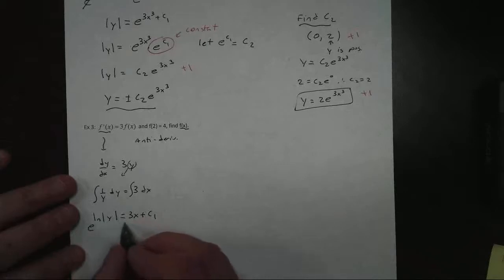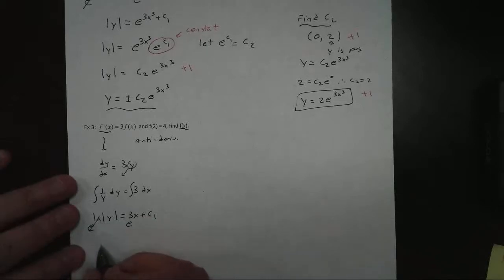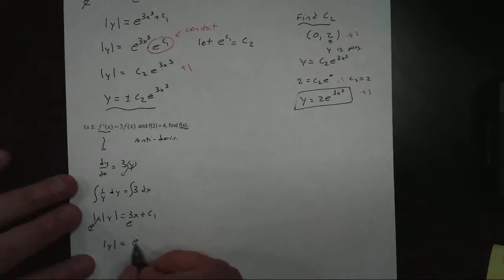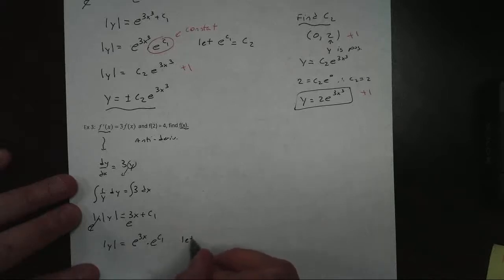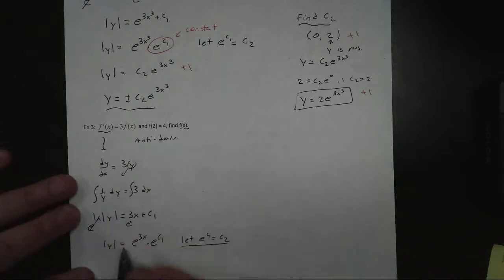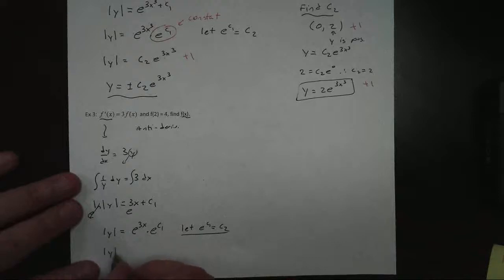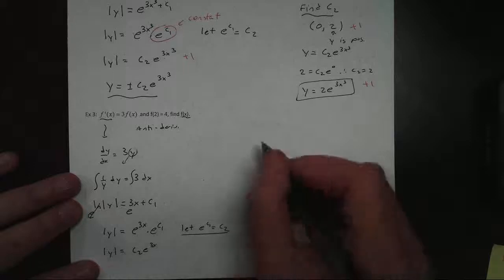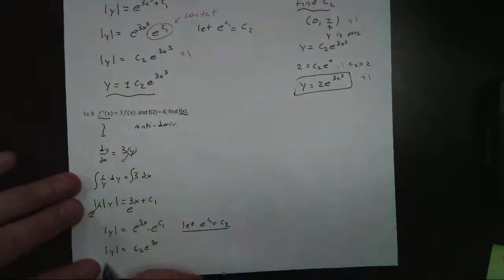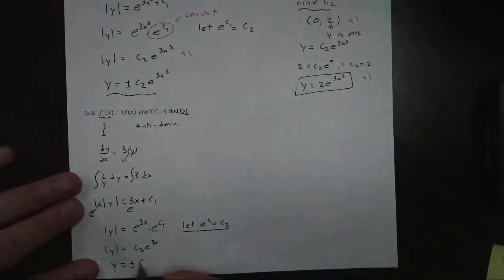Then we exponentiate both sides. Those cancel. We get the absolute value of y equals, remember my little rule here, e to the 3x times e to the c1. And we just let e to the c1 equal c2. You have to show all this work. Even though you know what the answer is going to be, you have to show it. Absolute value of y equals c2 e to the 3x. So my general function is y equals plus or minus c2 e to the 3x.